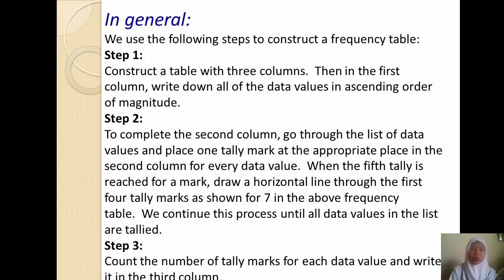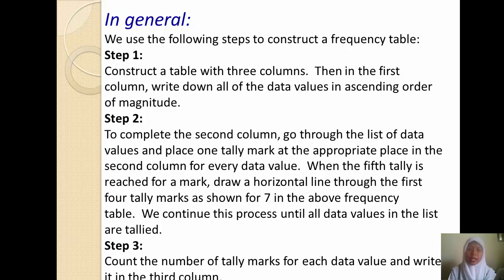In general, we use the following steps to construct a frequency table. Step 1, construct a table with 3 columns. Then in the first column, write down all of the data values in ascending order of magnitude. In step 2, to complete the second column, go through the list of data values and place one tally mark at the appropriate place in the second column for every data value.